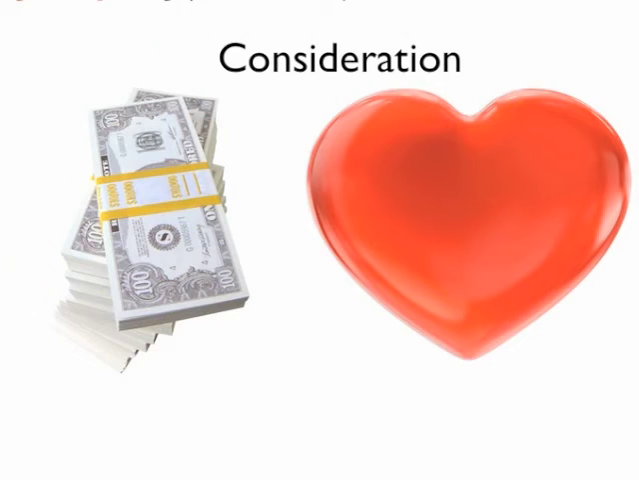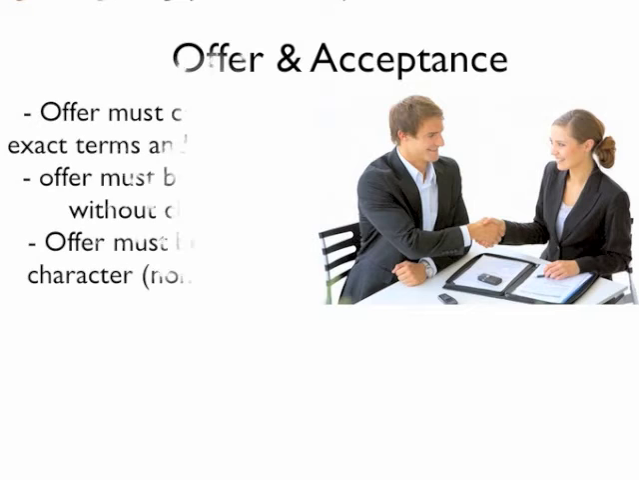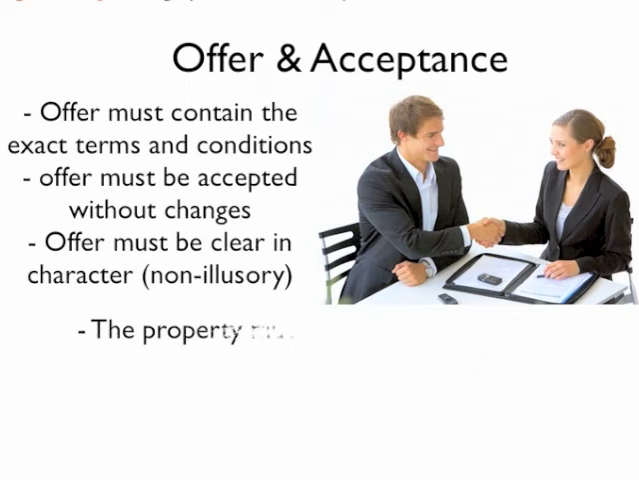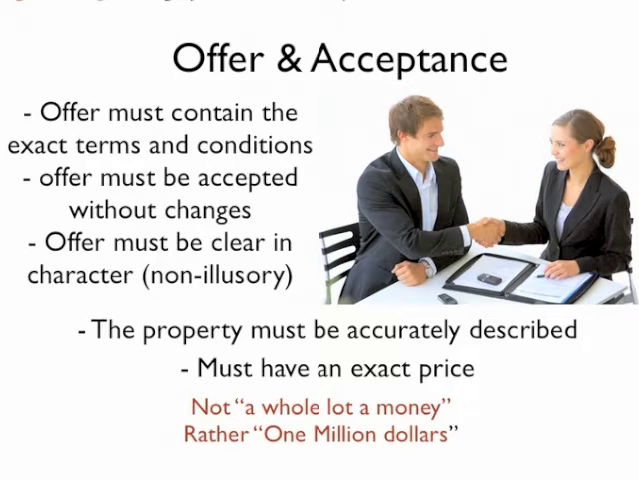Hubba, hubba, hubba. The most important essential of a valid contract is offer and acceptance. Offer and acceptance is also called mutual consent or meeting of the minds. An offer must contain the exact terms and conditions, and the offer must be accepted without changes. The offer must be clear in character, the property must be accurately described to identify the subject matter, and you must have an exact price.